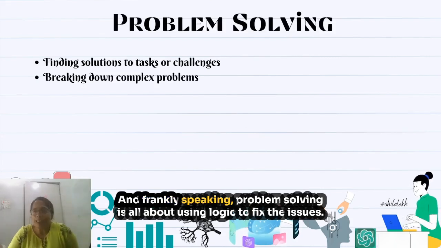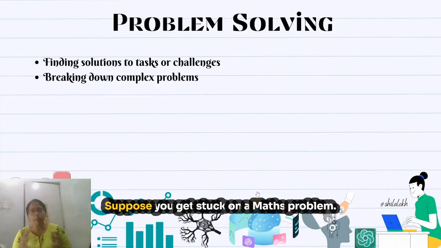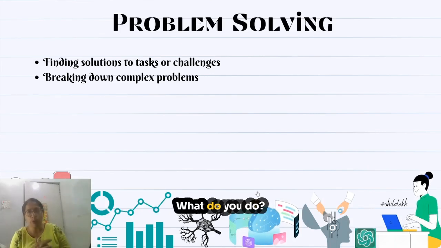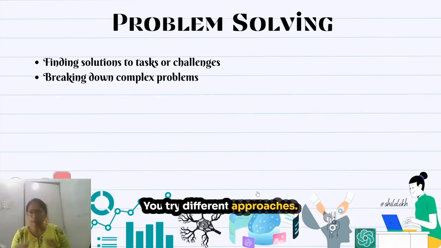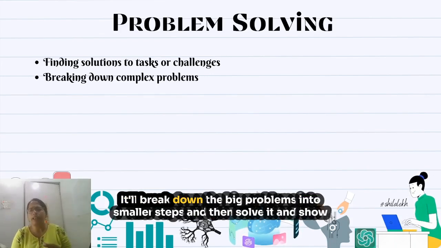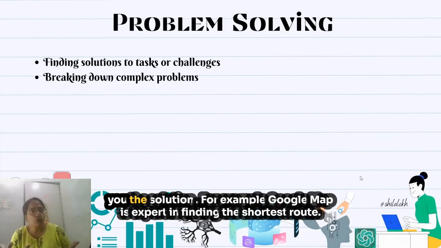Next is problem solving, finding solutions to tasks or challenges. And frankly speaking, problem solving is all about using logic to fix the issues. Suppose you get stuck on a maths problem. What do you do? You try different approaches. AI does the same thing. It will break down the big problems into smaller steps and then solve it and show you the solution.